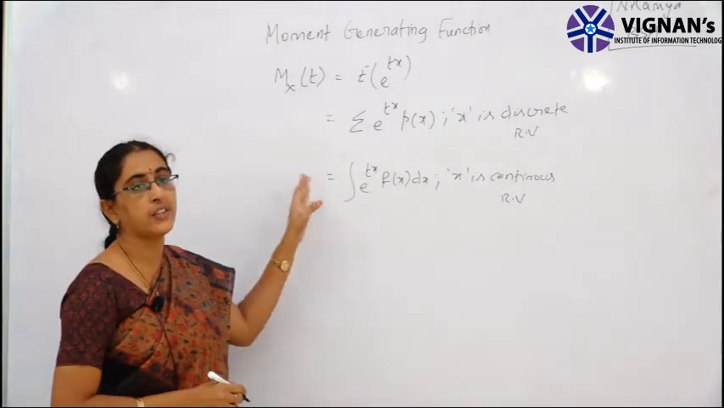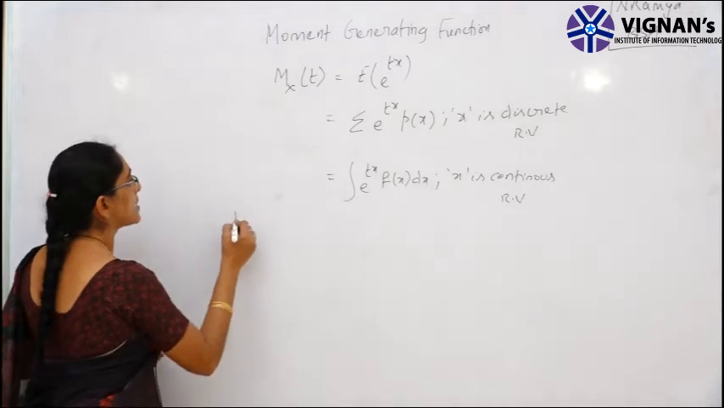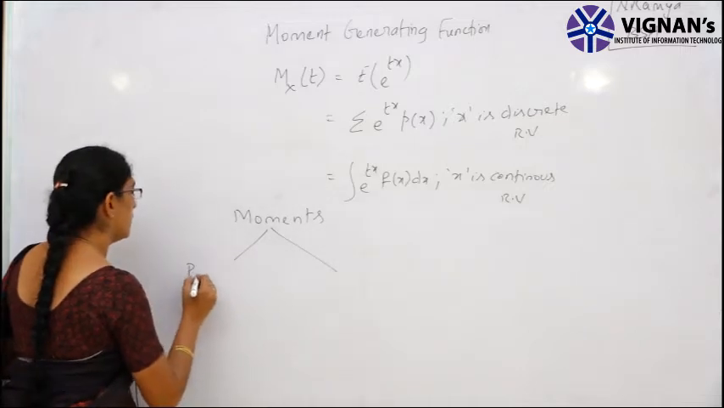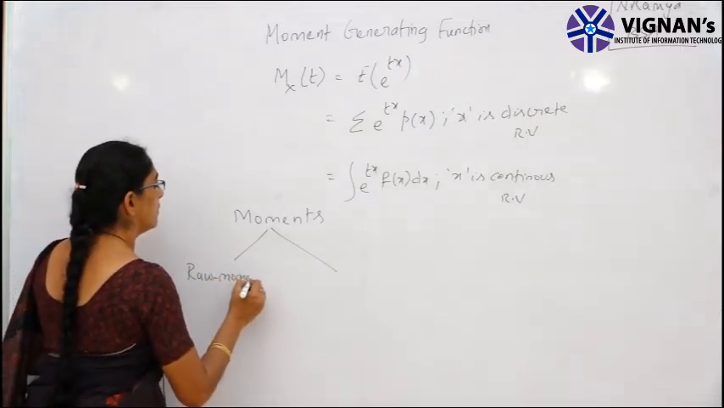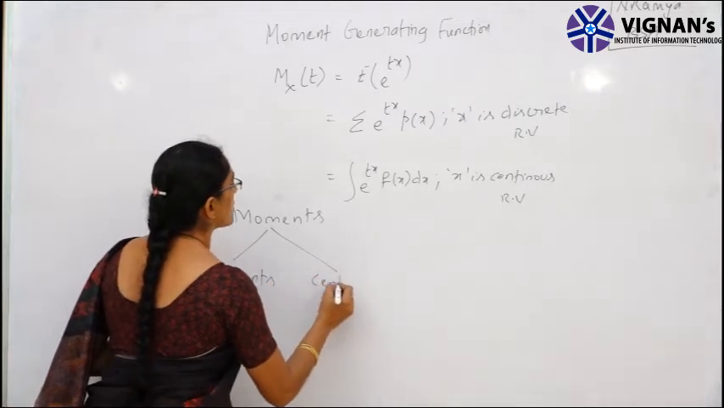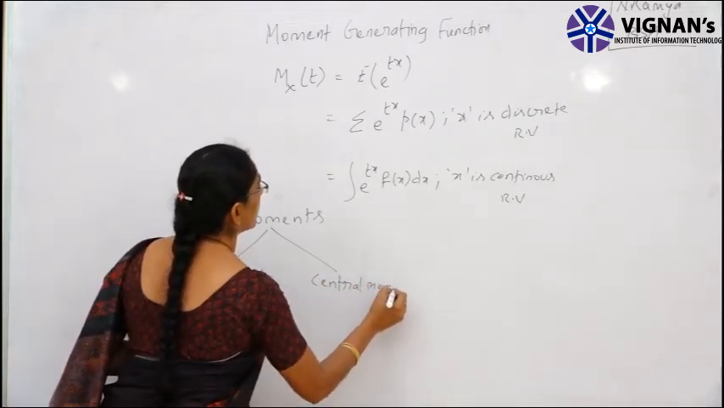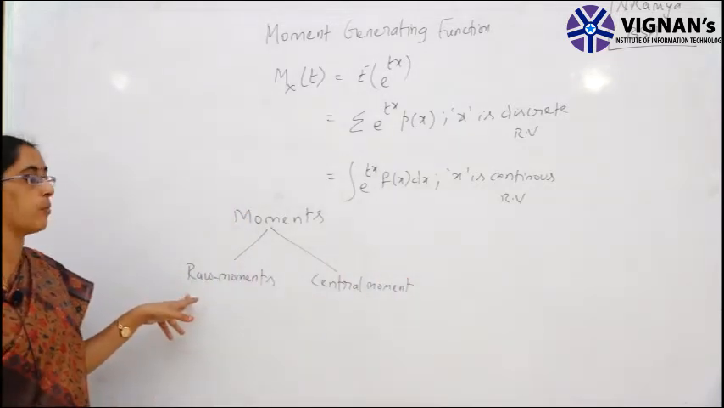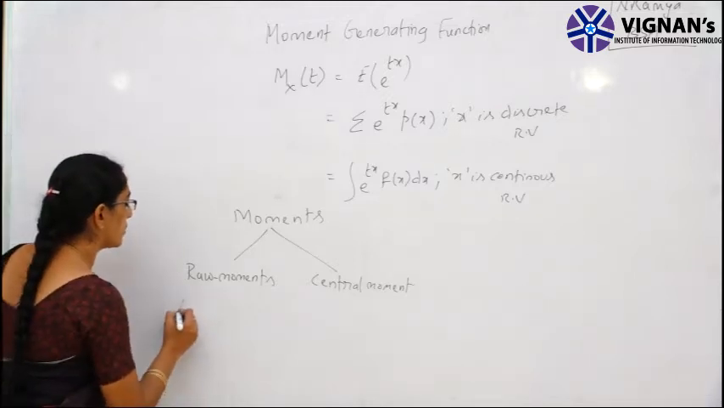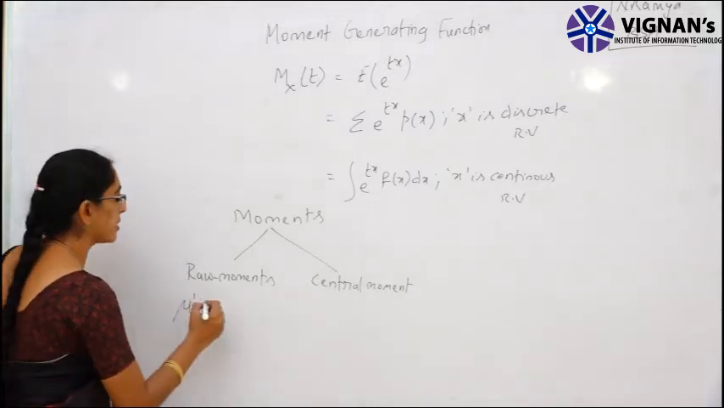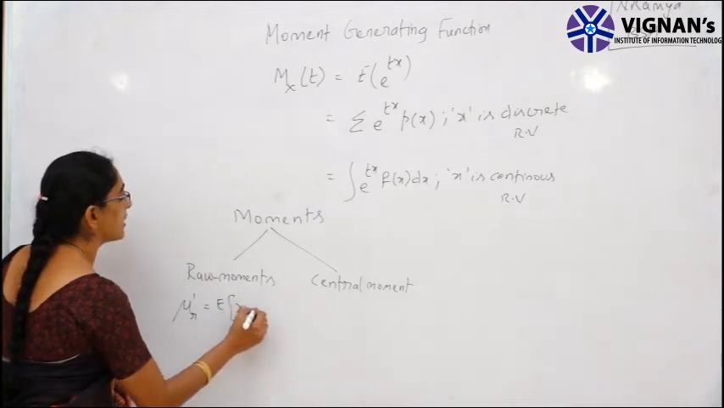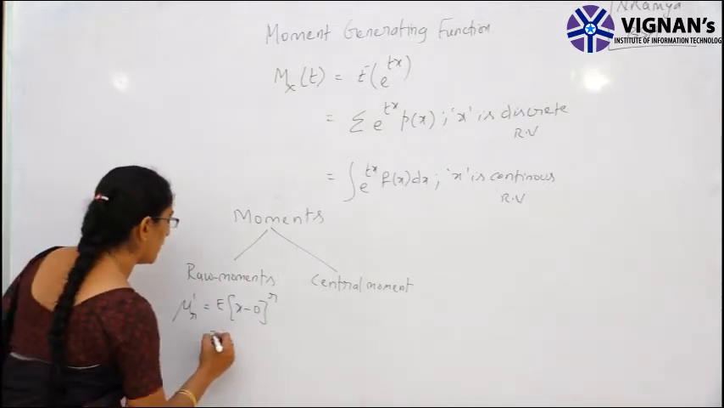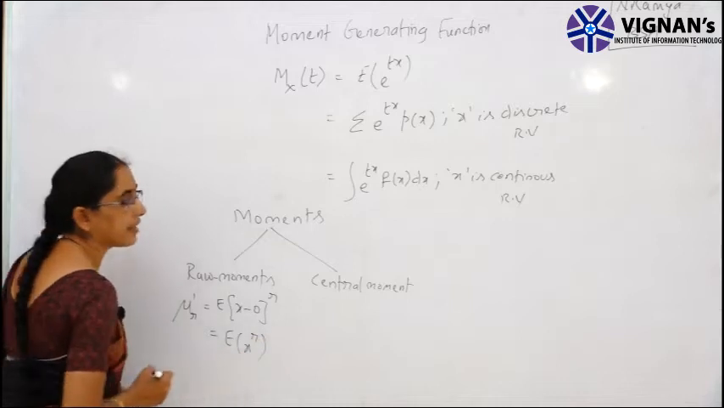So this can be found using moments. Moments are classified into two types: raw moments and central moments. Using these raw and central moments, we can find the different characteristics of a function. The raw moment is also known as the moment about the origin, and it is denoted by mu r dash. It is given by the formula expectation of (x minus 0) whole power r, since they are defined from the origin, or simply you can write it as expectation of x power r.